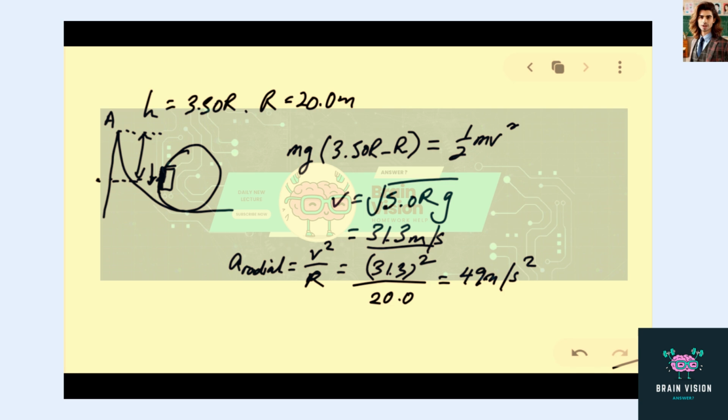For the tangential acceleration, the tangential direction when the car is over here is downwards. The only force acting on the car that is downwards is gravity, its own weight. And so the only acceleration that is tangential must be equal to g, which is 9.8.